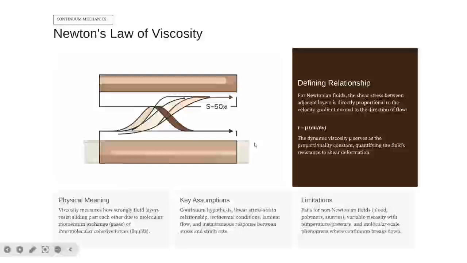Then we have several assumptions in this. We have to assume a continuum hypothesis, Newtonian behavior, isothermal conditions, and laminar flow. Then we have some limitations also: this theory is not valid for non-Newtonian fluids, viscosity varies with temperature and pressure, and it fails at molecular scale. Now let us move from macroscopic behavior to molecular explanation.